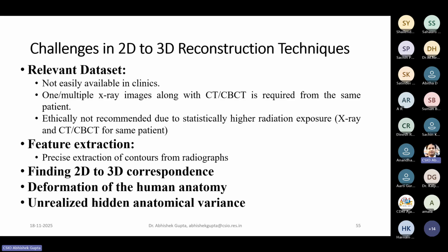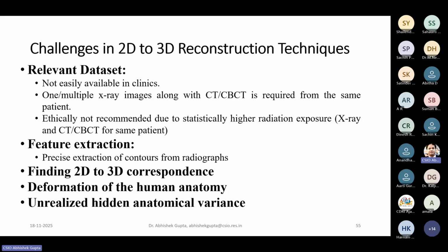Another challenge is feature extraction. Extracting the contour from the radiograph is a bit difficult. This can be done by an expert radiologist or expert orthodontist. We did this task manually due to the accuracy constraint. However, in future that can be done automatically. But doing it automatically comes with the challenge that if the contour is not extracted properly, then the accuracy may be compromised.